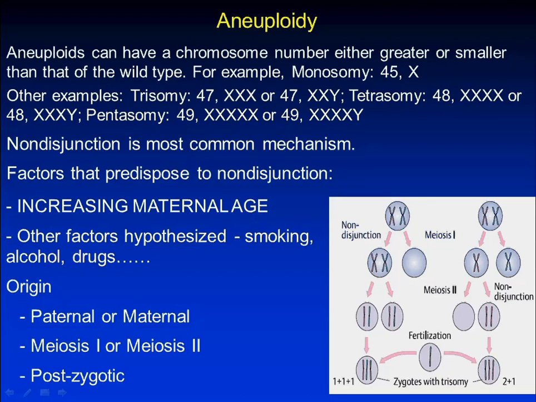The extra chromosome or missing chromosome could be paternal or maternal. It could be derived from meiosis 1 or meiosis 2. It also could be post-zygotic.